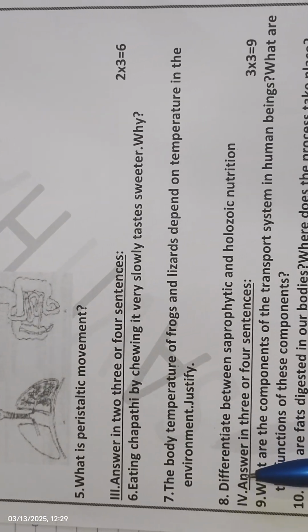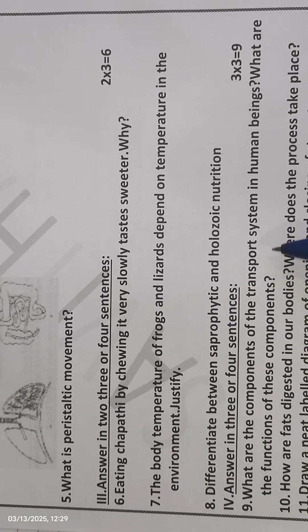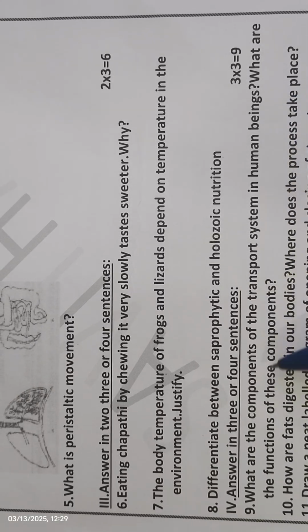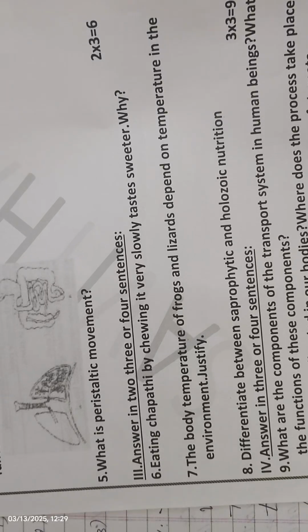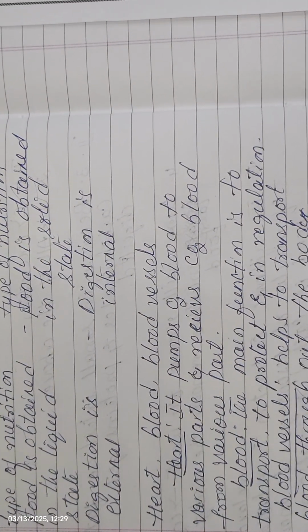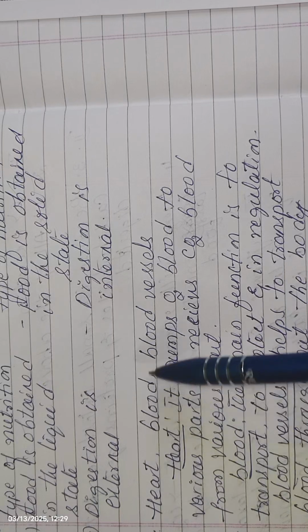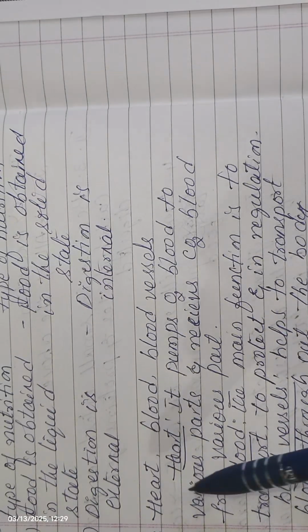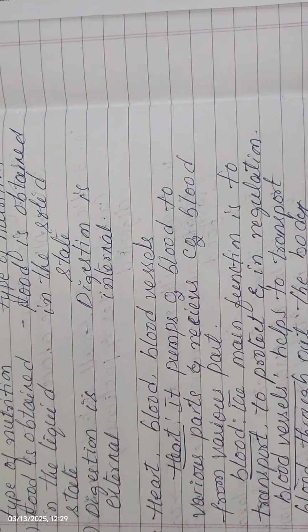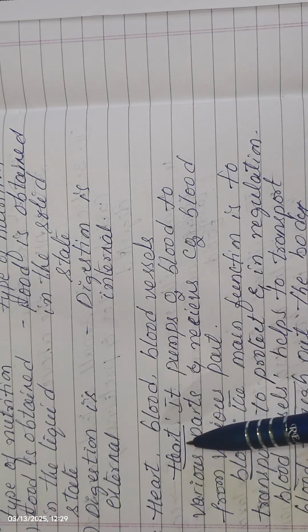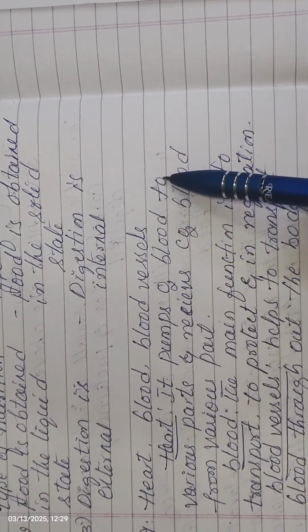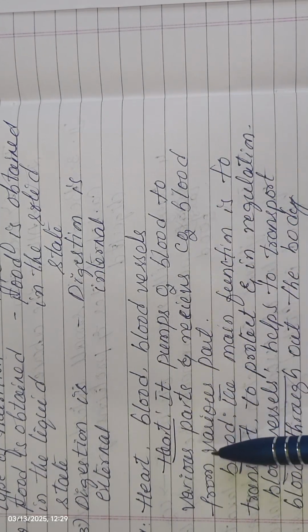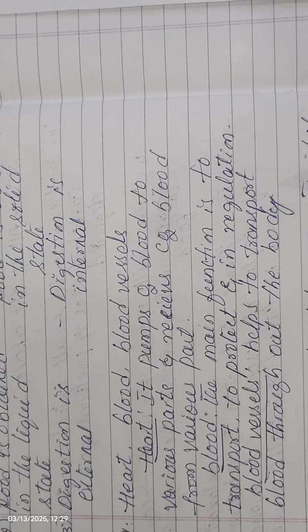The next question is question number 9. What are the components of transport system in human beings? What are the functions of these components? So the transport system's components are heart and blood vessels. Then the functions of each. Heart pumps oxygenated blood to various parts and receives carbon dioxide blood from various parts. So this is the function of heart.